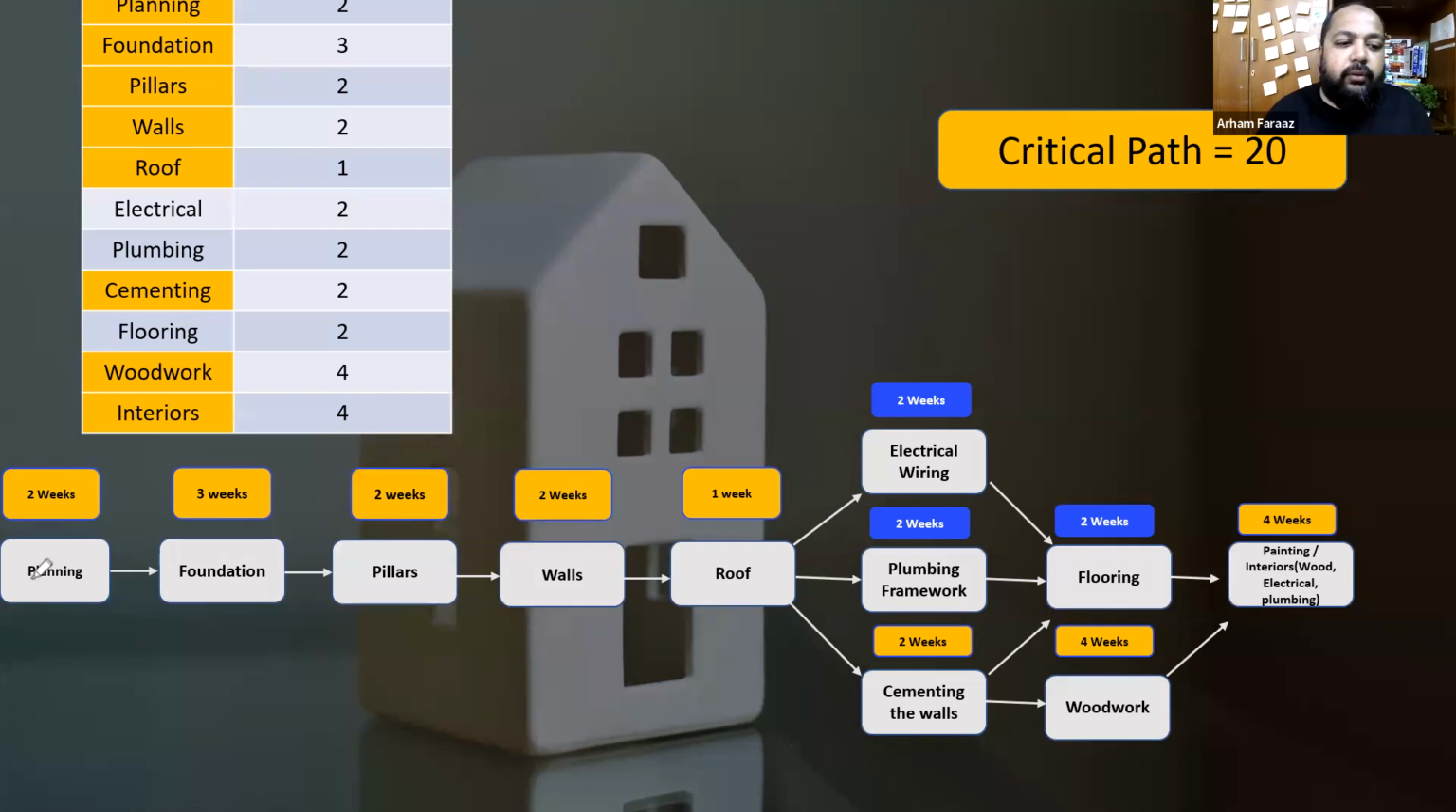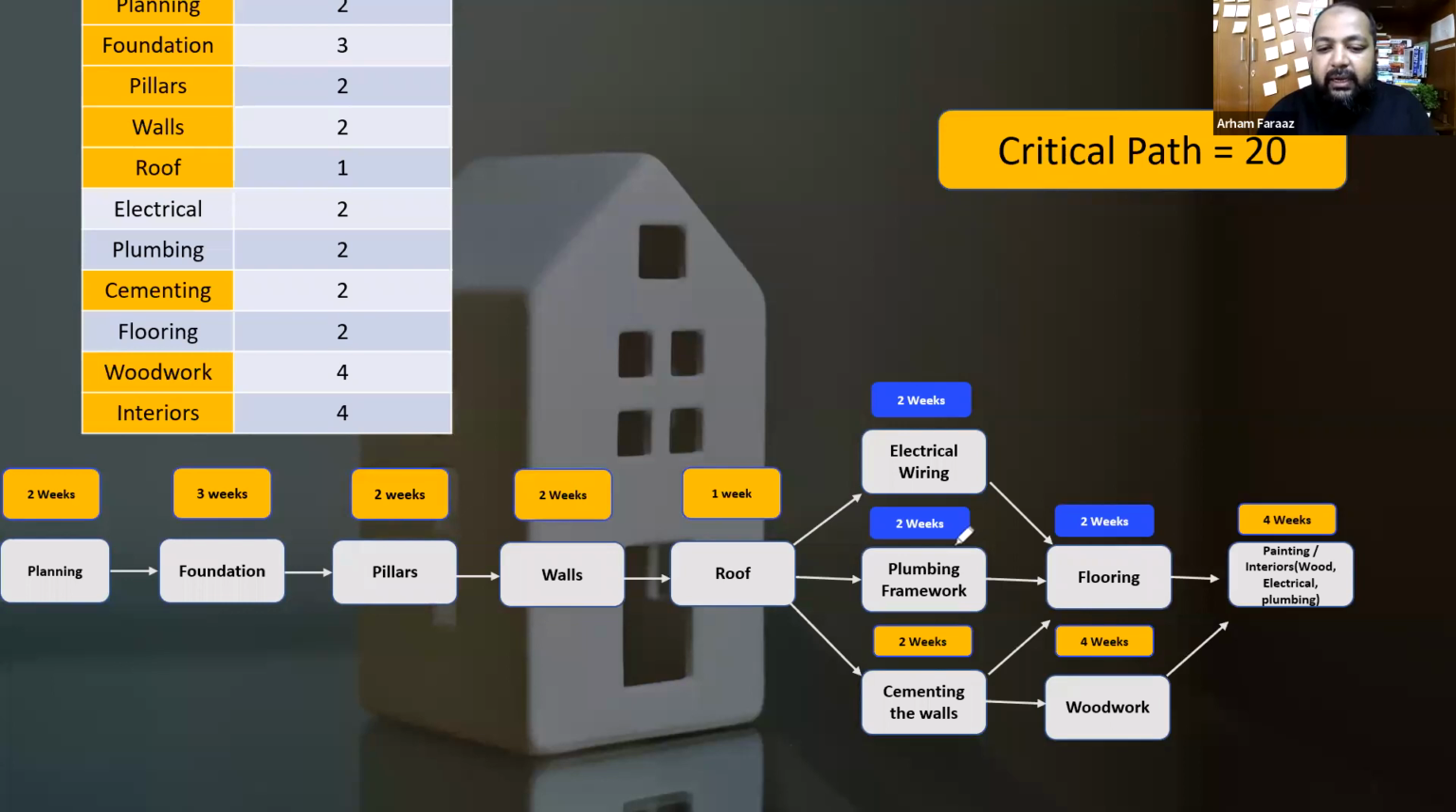We've got planning, foundation, pillars, walls, roof, and then cementing of the walls, then woodwork, and then finally the interiors. All of this is going to take you 20 weeks. That's the longest duration of the path, called the critical path duration. This is the 1-point estimate we have. Now let's see what happens when you do a 3-point estimate.